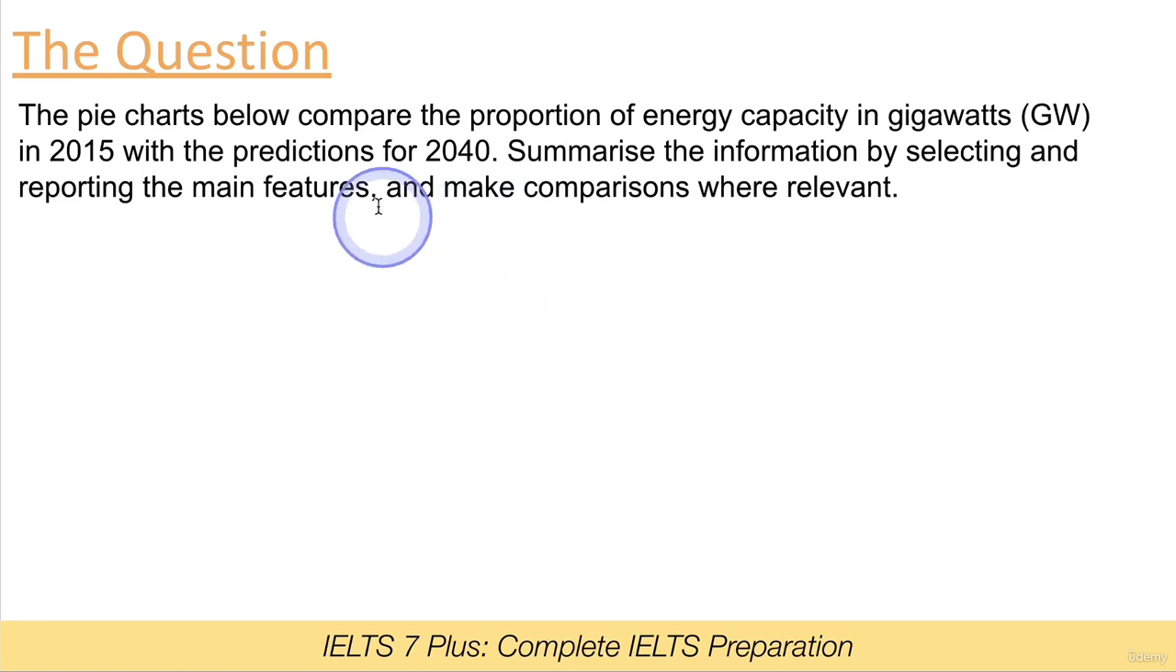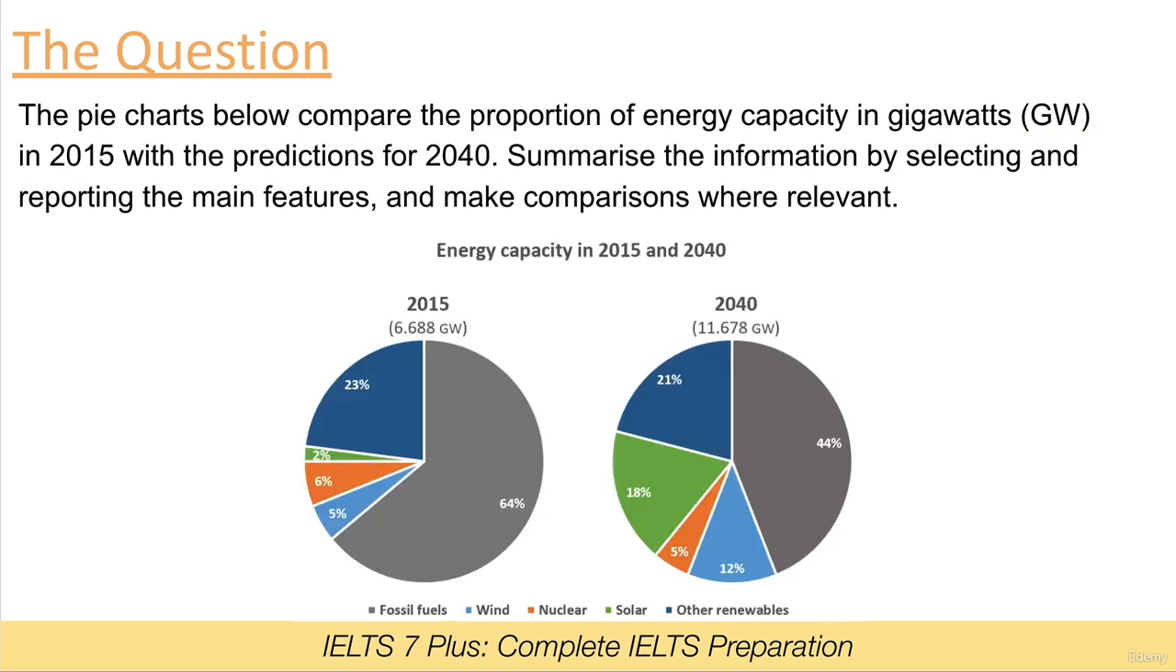Okay, wow, so things that jump out to me are the predictions for 2040, so we're going to use the future tense there, really important. We can use GW for gigawatts. Okay, well, let's bring in the pie charts and see what we're dealing with. Here we go. So energy capacity. Right, on the left we have 2015, past tense.